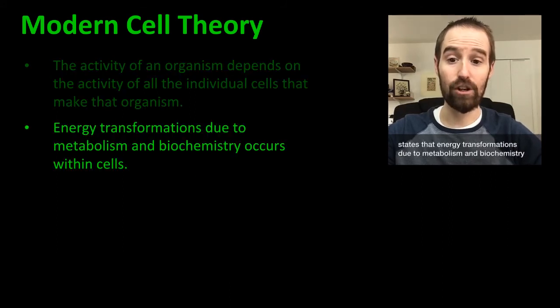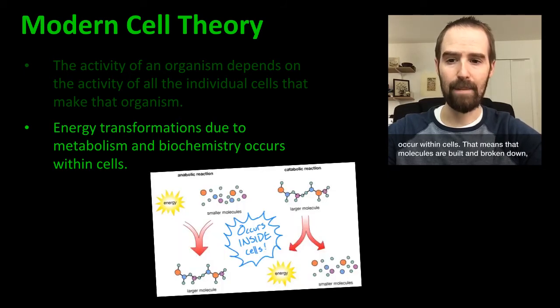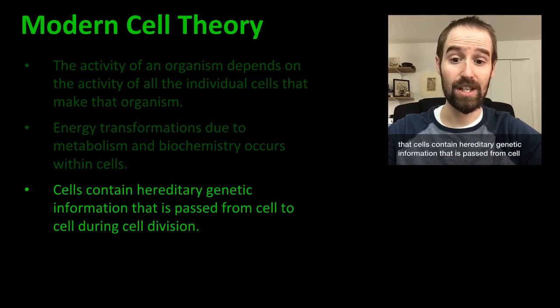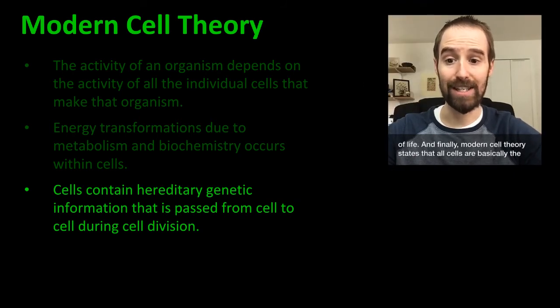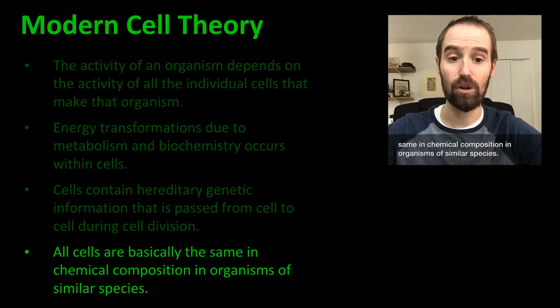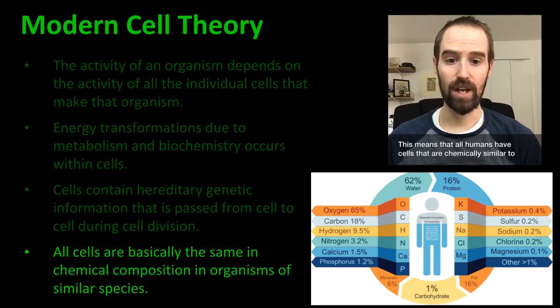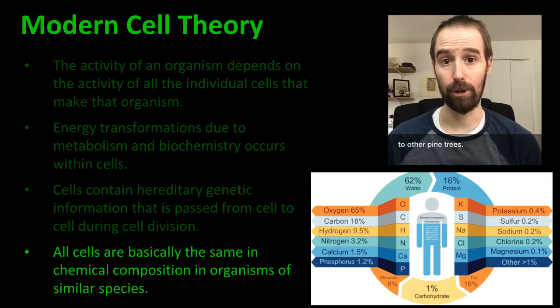It also states that energy transformations due to metabolism and biochemistry occur within cells. That means that molecules are built and broken down, absorbing and releasing energy inside of our cells. It goes on to state that cells contain hereditary genetic information that is passed from cell to cell during cell division. This refers to DNA, the universal genetic code of life. And finally, modern cell theory states that all cells are basically the same in chemical composition in organisms of similar species. This means that all humans have cells that are chemically similar to other humans, while all pine trees have cells that are chemically similar to other pine trees.